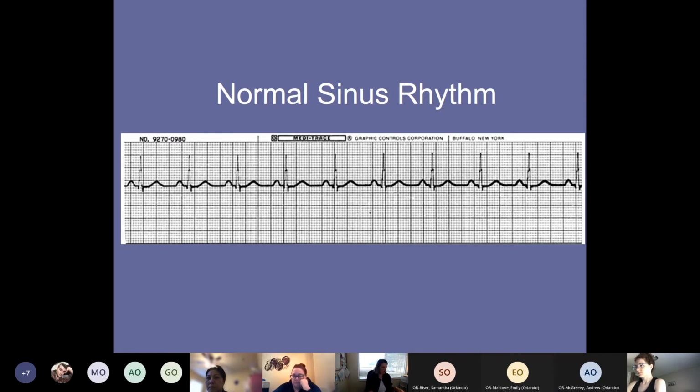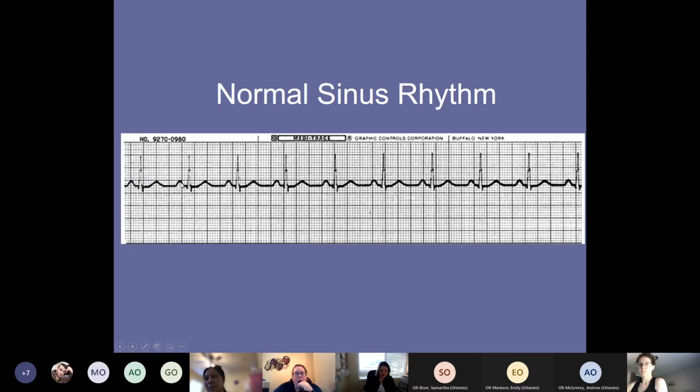All right, so if you're doing the interpretation, you want to look at those steps. It's regular. The rate is 60 to 100. There is a P before every QRS on the whole strip. The QRS is present and it's nice and narrow, less than 1 big box. And the PR interval is less than 1 big box as well. When I look at my PR interval, I find one that starts on a big box right here. And then you can see it's less than 1 big box right here.